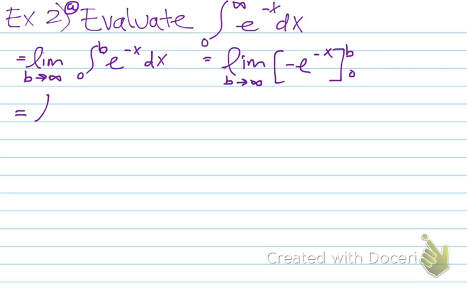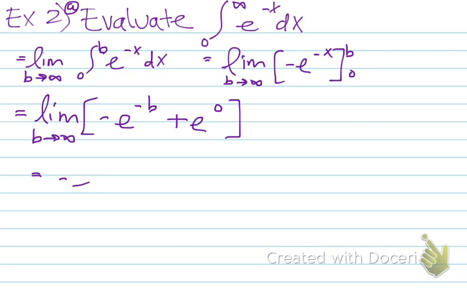So if I use the fundamental theorem of calculus, I can plug in the b, I can plug in the 0, and I subtract them. So I have that f of b minus f of a looks like this. Now e to the 0 is just 1, so if I plug in the b, I get negative e to the negative infinity plus 1.